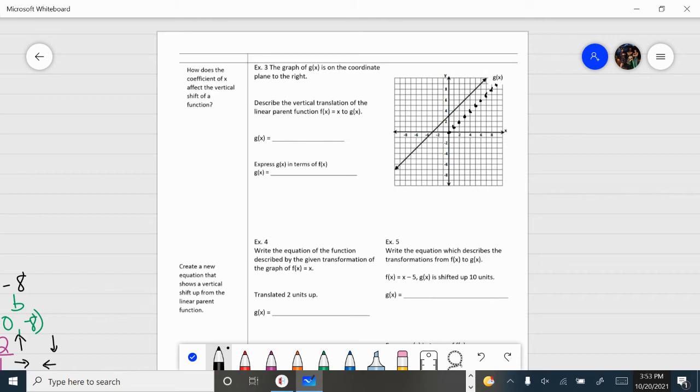So again, I'm starting at my y-intercept, and because my parent function has a slope of 1 over 1, I can either go up 1 and right 1, or I could go down 1 and left 1 so that I get the correct slope. So here's my f of x function, my parent function.